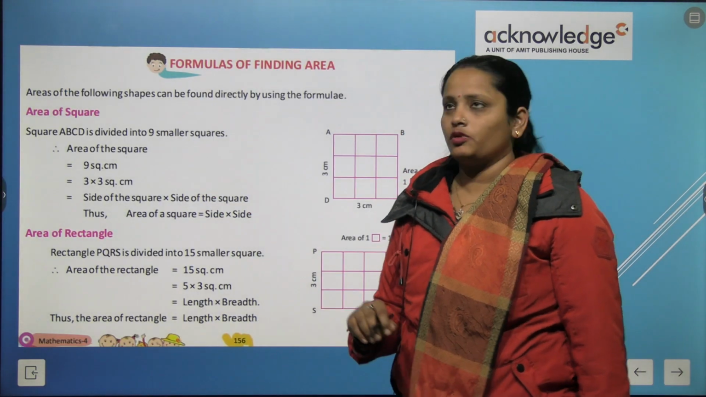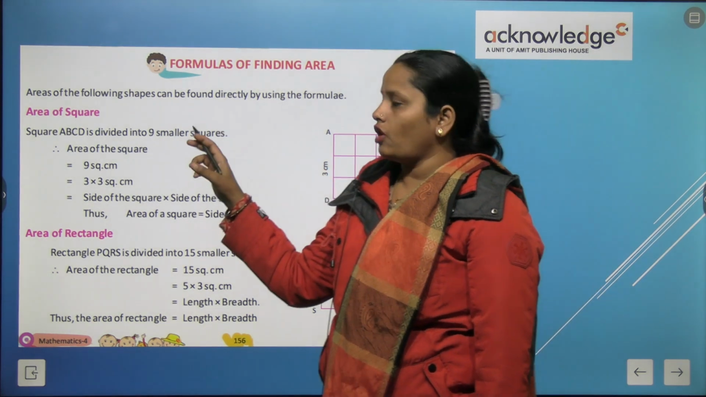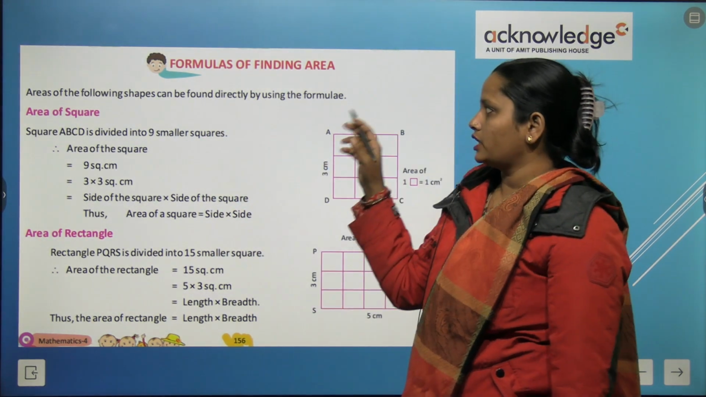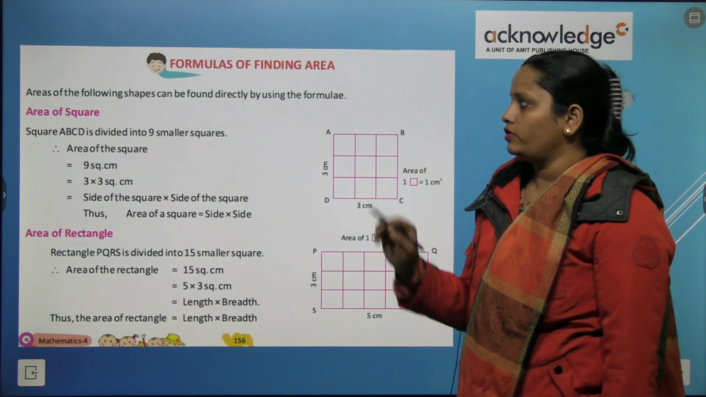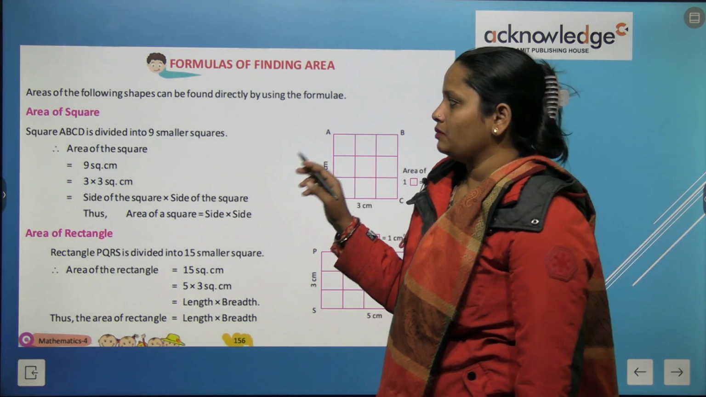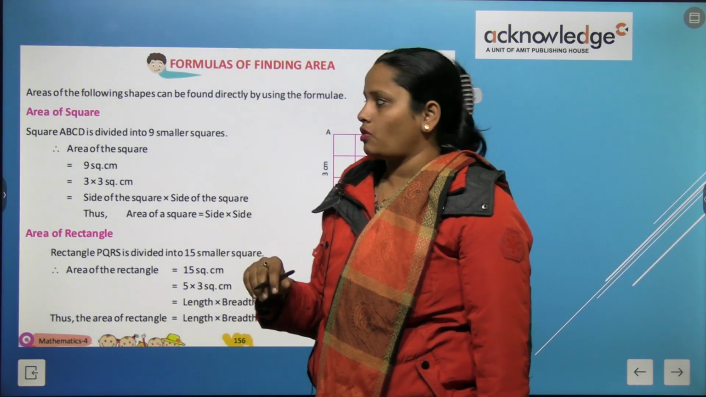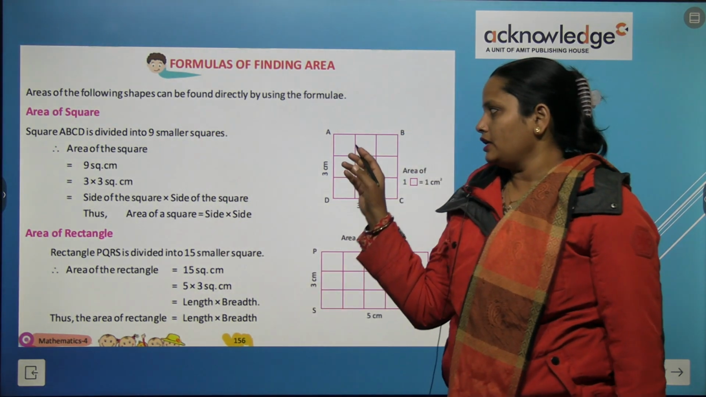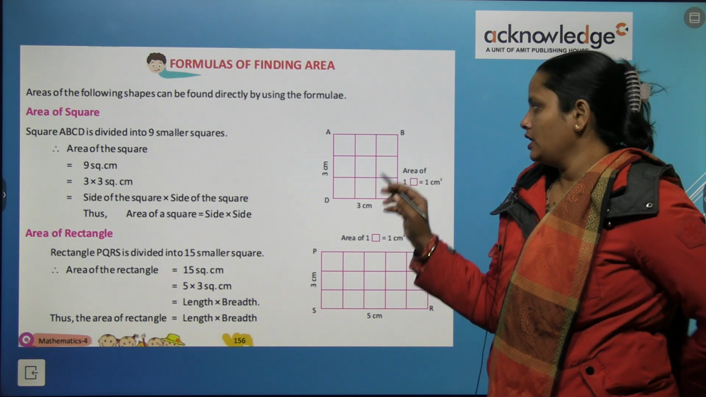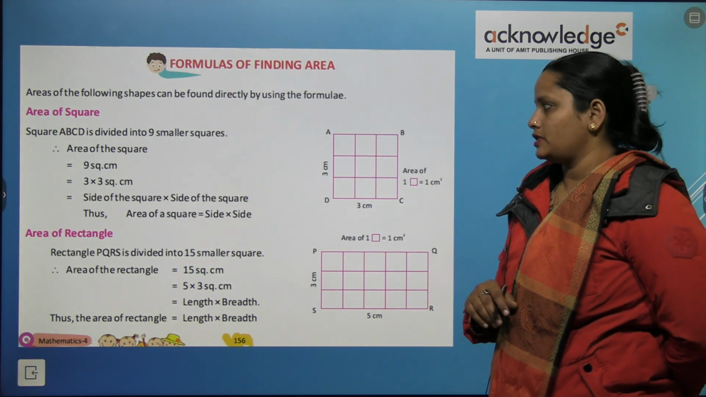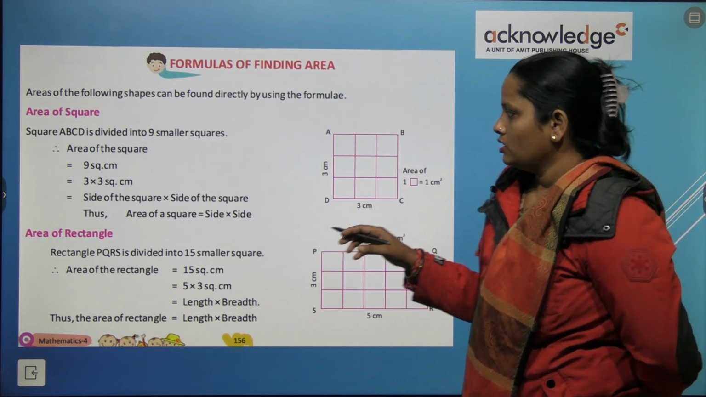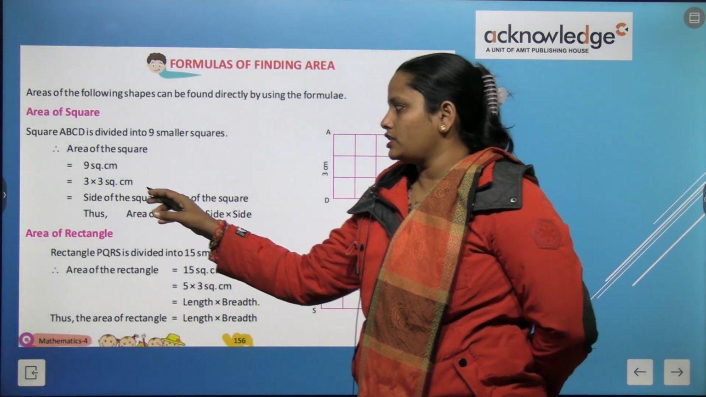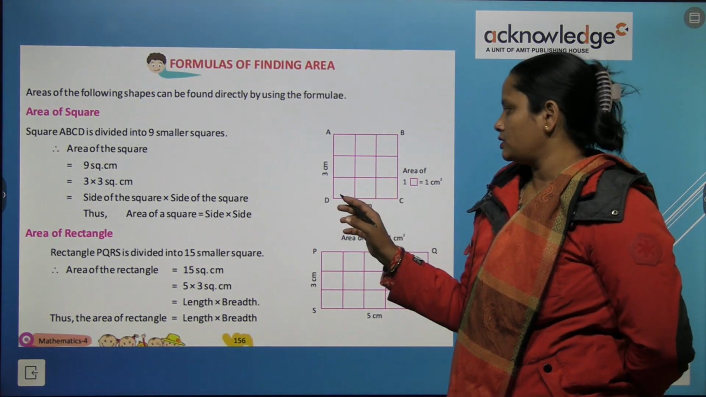Now let's learn the formula of finding area. Area of the following shape can be found directly using the formulas. So let's see the area of square. Square ABCD is divided into 9 small squares. Here we have square ABCD, and we have divided it into totally 9 squares. Now let's find the area of this square.